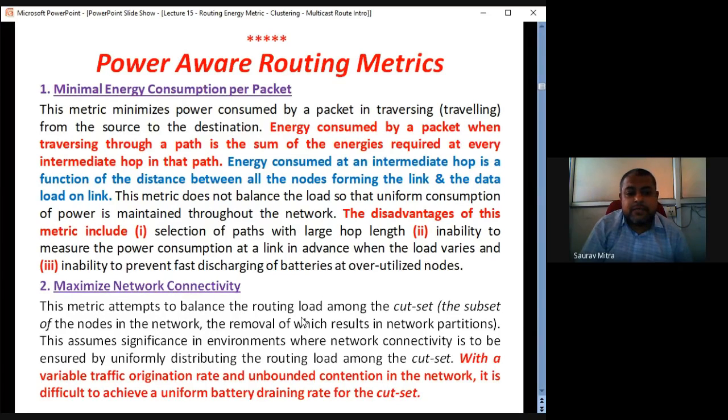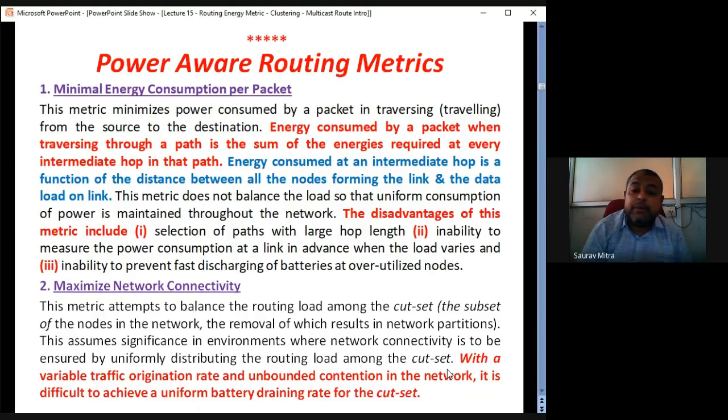So this metric is going to balance the routing load among all the cut sets of the node, the removal of which results in network partitions. So if some node is used repeatedly, that node will die and that will create a partition between the two sides of that dead node. This assumes significance in environments where network connectivity is to be ensured by uniformly distributing the routing load among the cut set. It means that everybody in a team should be doing their own work properly and equally.